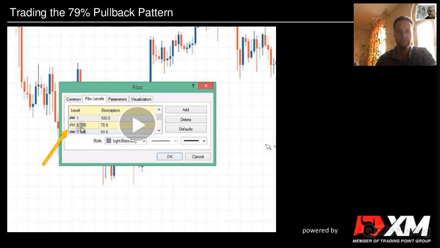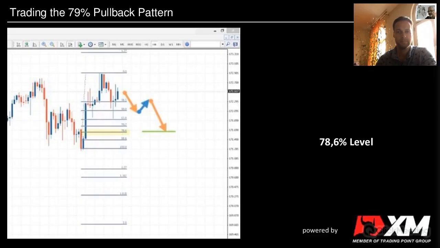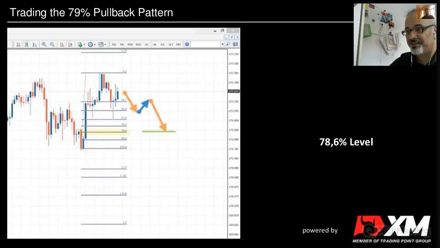So at this level, we have to wait till the market goes to the 78.6 level, and this is the level where we want to go long. For the opposite side, when we go short, of course, you have to identify the swing low and the swing high, put the Fibonacci retracement on the opposite level, and then you will find the level where you go short.